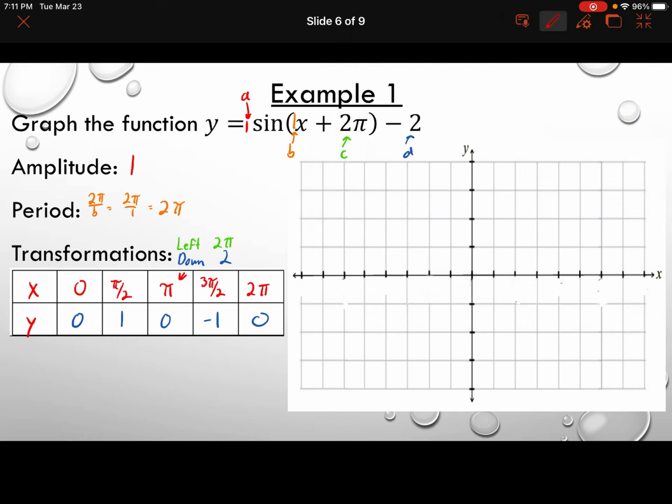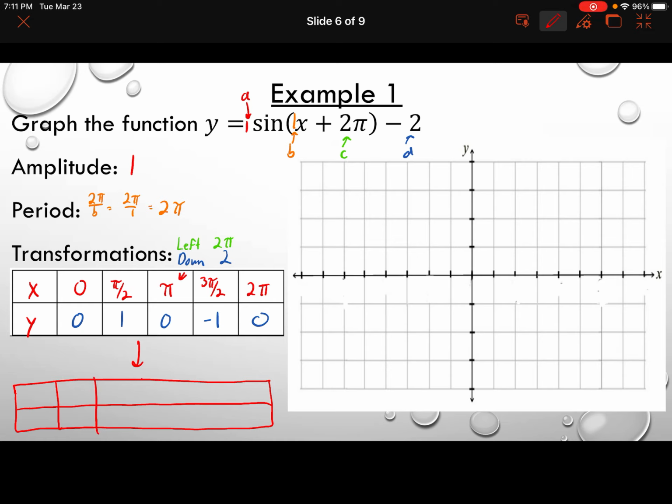Okay? So I'm going to construct another table here. All right. So x, y. So what are our new x values? Well, remember, we're taking each of the x values and shifting them left. If you shift x values to the left, you're going to be subtracting from them. So we're going to take each of our x values and subtract 2 pi from them.